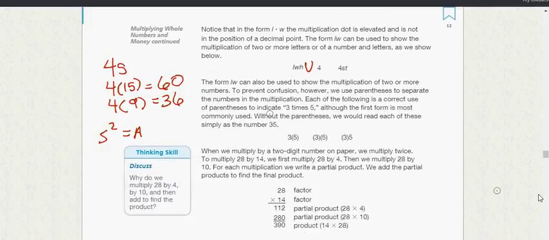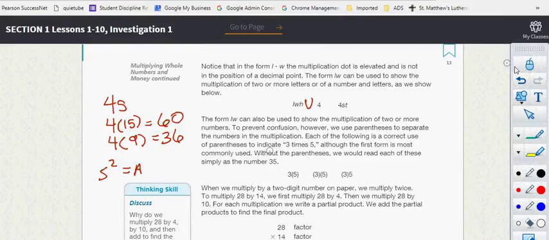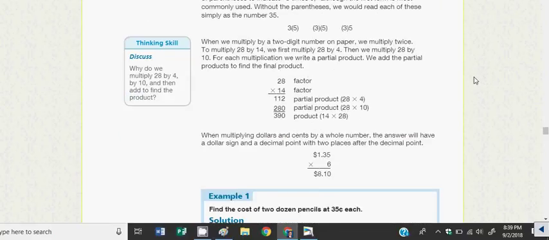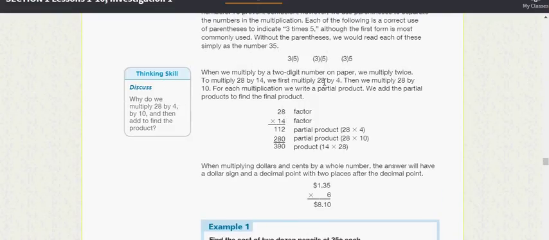Now, let's see what else they have here for us. Multiplying a double-digit number, we multiply twice. First, 28 by 14, and then 28 by 4. Then we multiply, or to multiply 28 by 14, we first multiply 28 by 4, then we multiply it by 10.